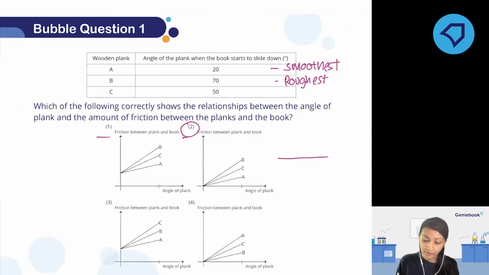Let's say you have a flat surface, okay, and then you have the book here. This is my book, being placed on a flat surface. There is no frictional force at all. Some of you may have heard of the term static friction. In this case, actually, it is not applicable.